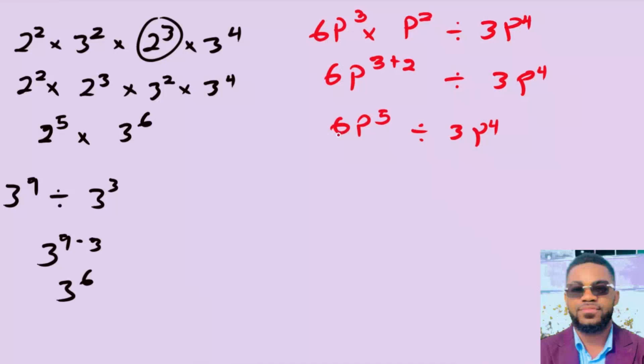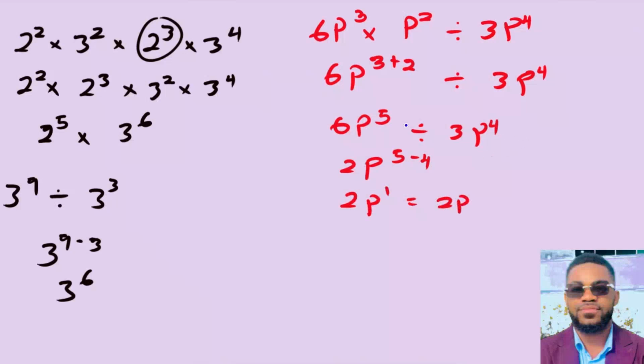So at this point, 6 divided by 3 is going to give me 2. And now p exponent 5 and p exponent 4, remember we are dividing. We take one of the bases, then we subtract the powers according to the law for division. So that's going to be 5 minus 4. So I'm going to get 2p exponent 1, which is the same as 2p. They are all the same.